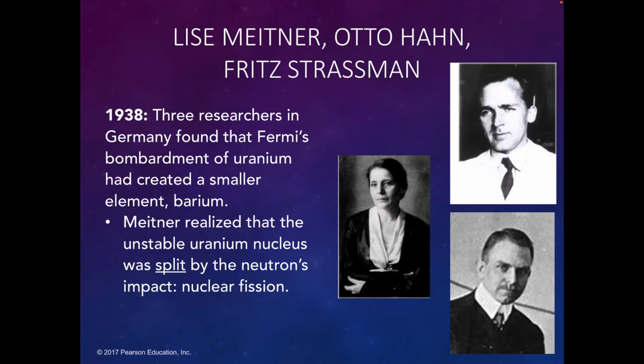So these three researchers took over his research, or picked up where he left off, and they again took some uranium and bombarded it with neutrons. They also saw the beta decay that was happening, but instead of the beta decay being due to making a larger element like he hoped, they were actually creating smaller elements. They created barium, which is much smaller than uranium. So Meitner realized that the unstable uranium nucleus was being split by that neutron's impact. This was the discovery of nuclear fission. So he didn't end up making these larger elements, he ended up making smaller ones.